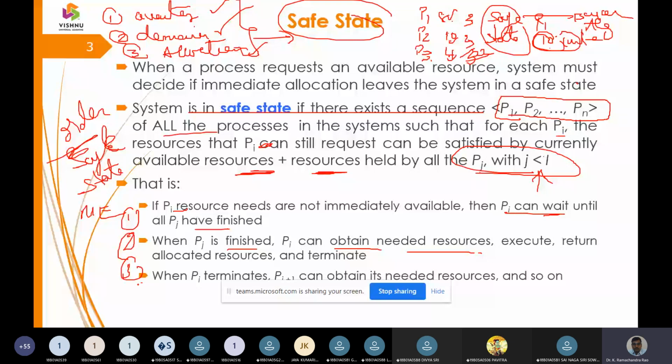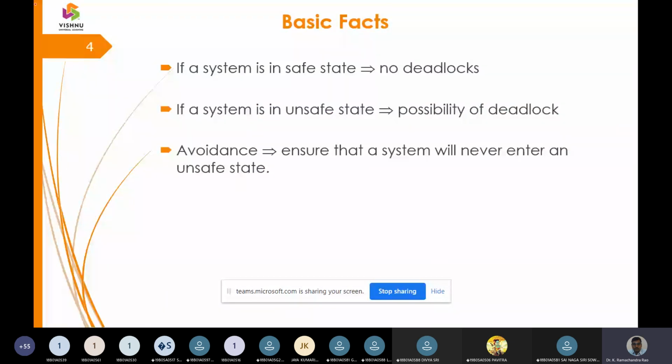So the basic reason why we are going to make a safe state is that a safe state ensures there is no deadlock. If a system is in a safe state, then we can see that there is no deadlock. When does deadlock not happen? There are 4 characteristics. One, mutual exclusion. Second, no preemption. Third, hold and wait. Fourth, circular waiting. If these do not happen simultaneously, then there is no deadlock.